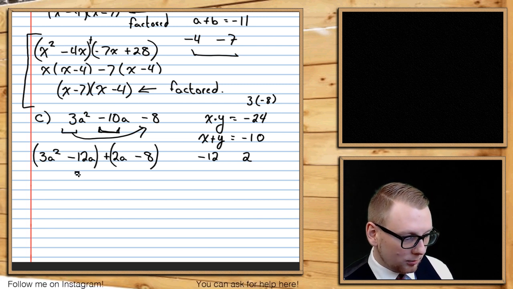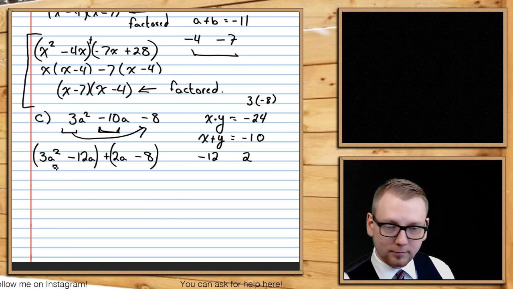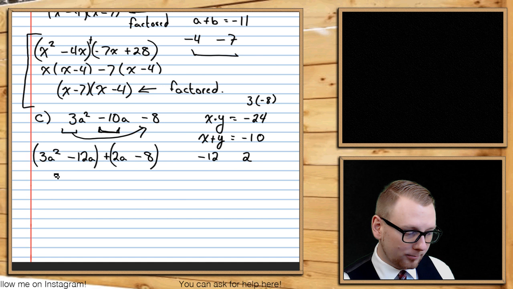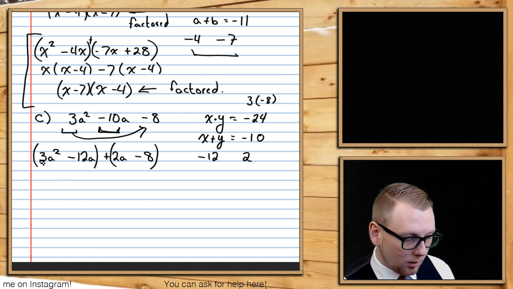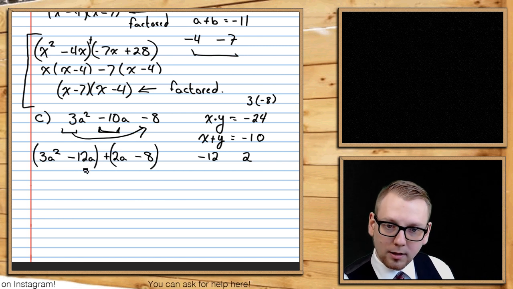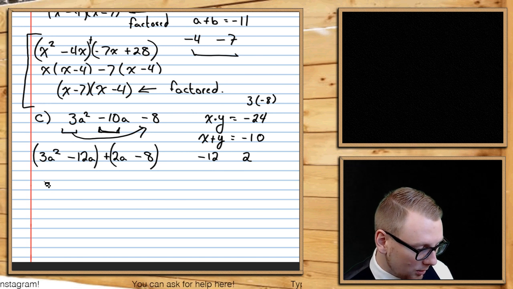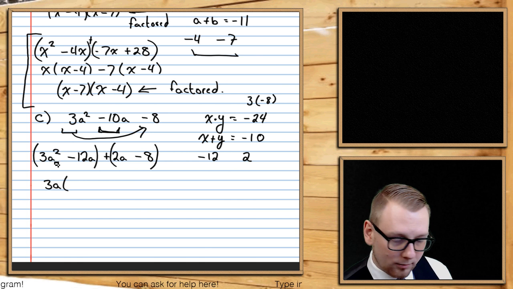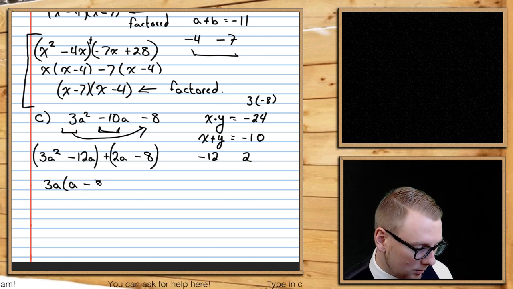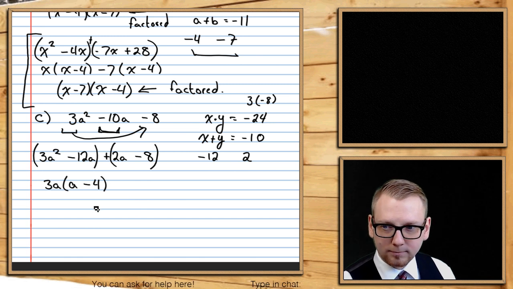So now we're going to factor each of these. Just like we did before, we're going to take out what's common and then see what's left. We've got 3a squared minus 12a. So 3 and an a are common, and we're going to take that out. We've got 3a. So what do we have left? An a minus 4. Are you good with the first one?